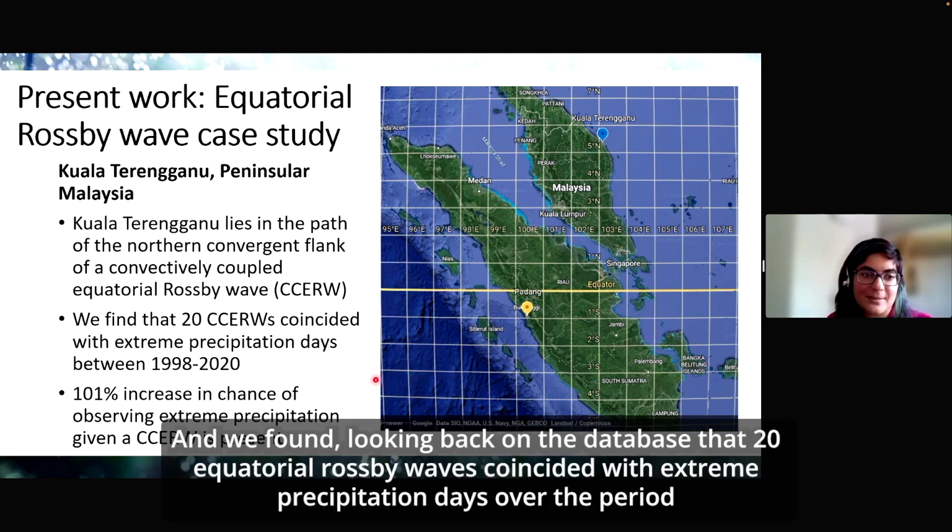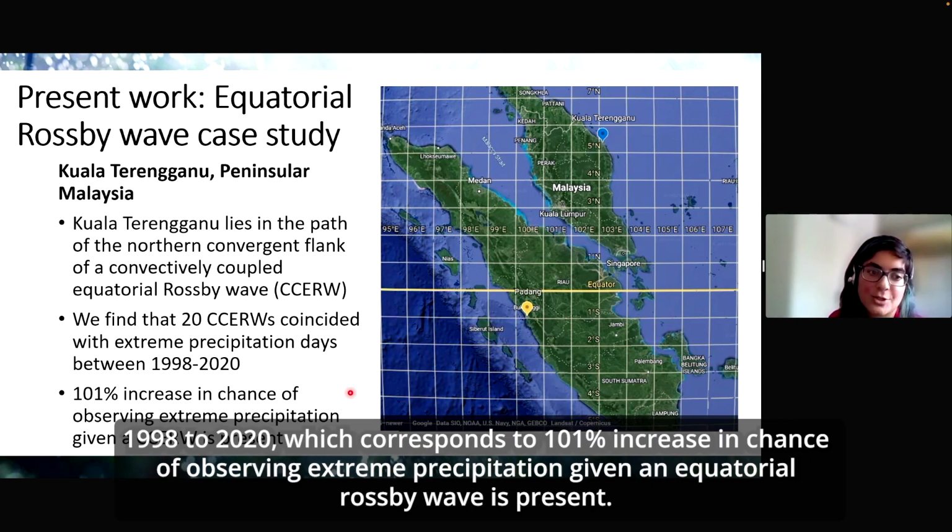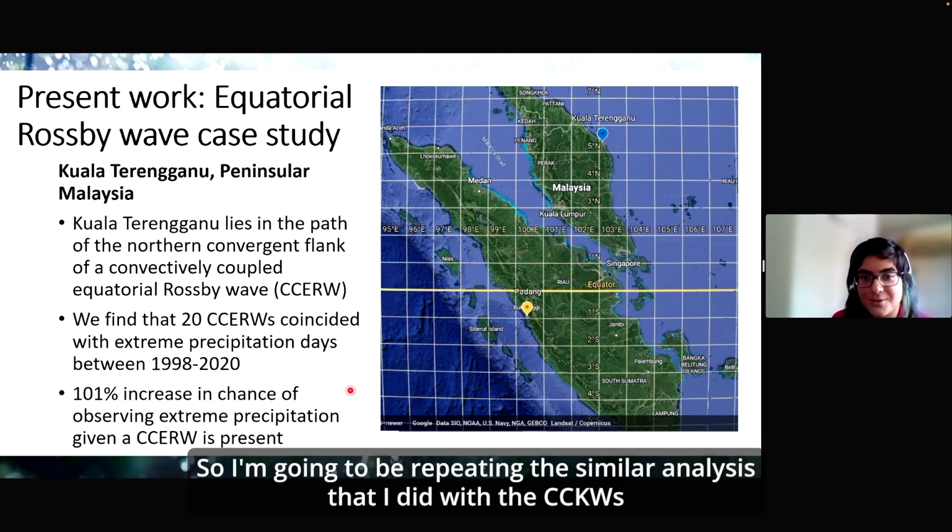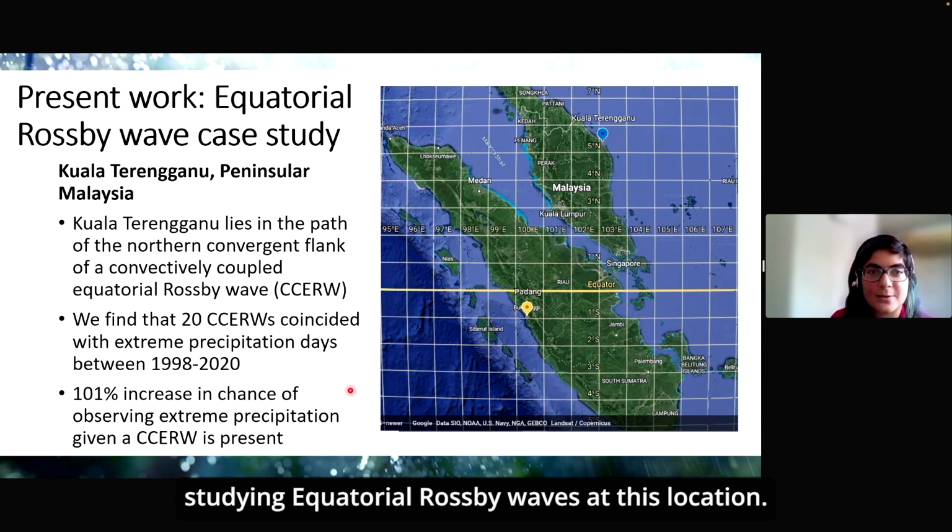And looking back on the database, we found that 20 equatorial Rossby waves coincided with extreme precipitation days over the period 1998 to 2020, which corresponds to a 101% increase in chance of observing extreme precipitation given an equatorial Rossby wave is present. So I'm going to be repeating the similar analysis that I did with the CCKWs, studying equatorial Rossby waves at this location.